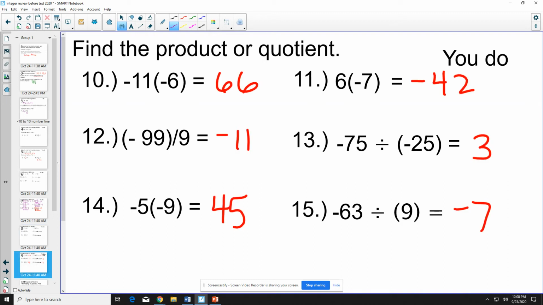All right, let's see how we did. Number 10, a negative times a negative is a positive 66. Number 11, a positive times a negative is a negative 42. Number 12, a negative 99 divided by 9 is negative 11. Number 13, a negative divided by a negative would be 3. 14, you have a negative times a negative to give you a positive 45. And 15, when you take a negative and divide by a positive, you get a -7.